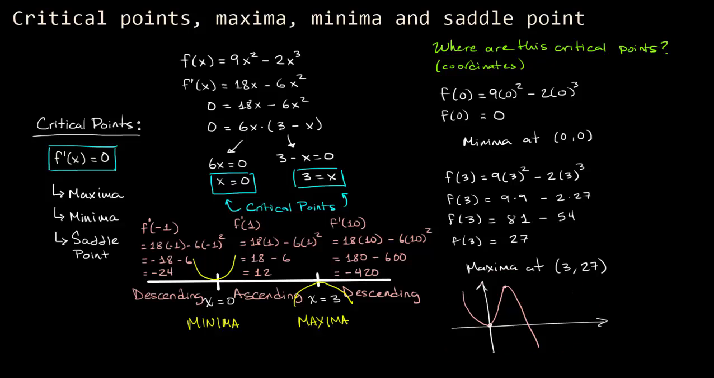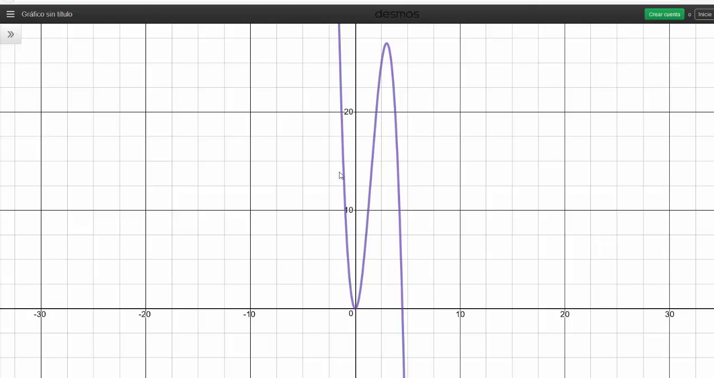I will show you the graph on Desmos. Here it is, a graph from Desmos. I think you can see it here. It's pretty much the idea of the graph. Here we have the point 0, 0, which is this minima, and we have the maximum 3, 27. So that's pretty much it for this example.